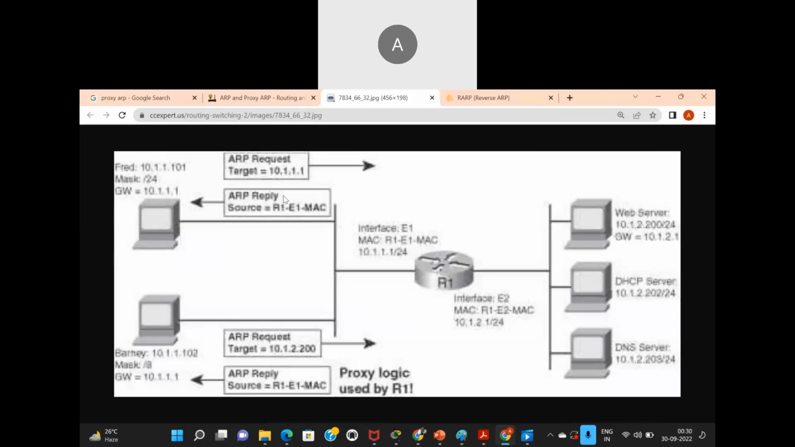Now this is a target. It is an ARP request, and it says 10.1.1 over here. This one says I want an ARP request for 10.1.2.200. So this is network 10.1.1.0 and this is 10.1.2.0. These are two different networks, two different subnets, right guys? Are you getting my point? Yeah, I follow. This is a different subnet, this is a different subnet. Aryan, Sarthak?